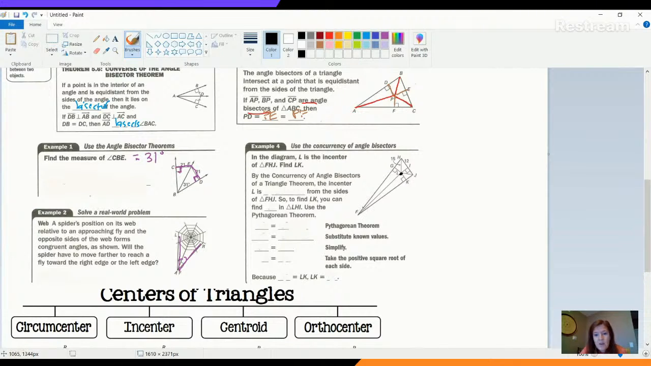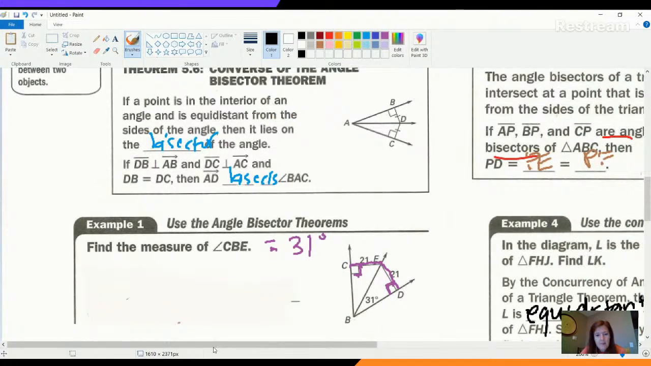All right. So then we would know that, for example, FL is an angle bisector, and HL is an angle bisector, and JL is an angle bisector, sorry. Find LK. So LK is the distance from here to here down here. So it says, by the concurrency of angle bisectors of a triangle theorem, the in-center L is equidistant from the sides of FHJ. Actually, let me zoom in a little bit because this triangle is tiny.